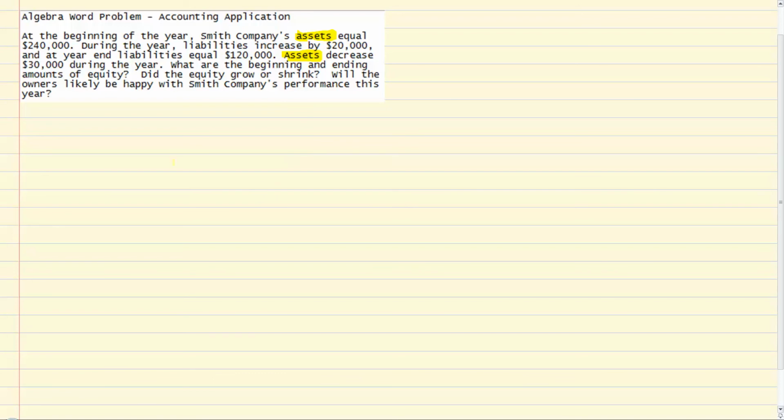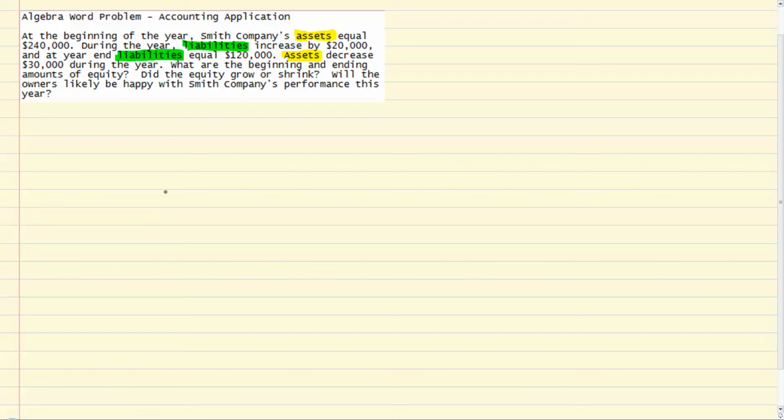Okay, so I highlighted here the assets, and we can also highlight the liabilities here and liabilities here, because really the key is going to be just making sure that we keep everything straight.